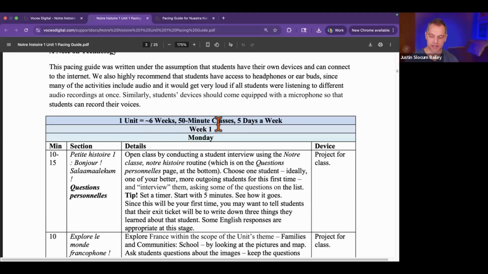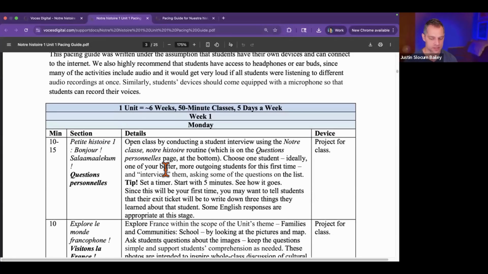But this is based on meeting every day, 50 minutes, and you've got time to spend 6 weeks. This is optimal, or the most that anyone tends to get, right? So you might scale it back a little bit, but that's just for you to have a frame of reference for what this is based on.